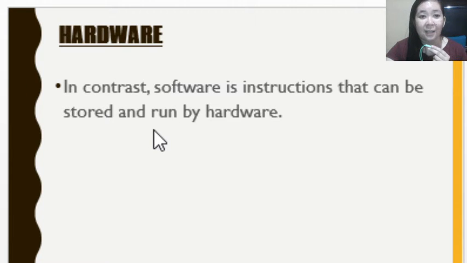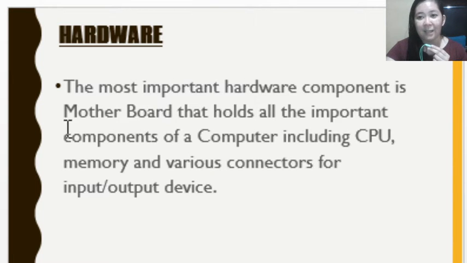In contrast, software, on the other hand, which will also be discussed in the next slides, are instructions that can be stored and run by the hardware. The most important hardware component is the motherboard. This holds all the important components of a computer. This includes the central processing unit, memory, and the various connectors for the input-output devices.